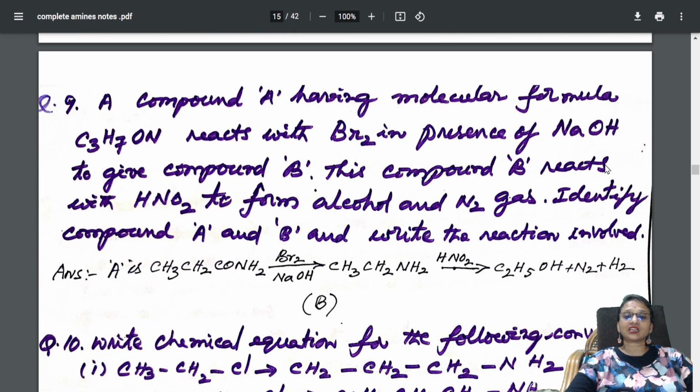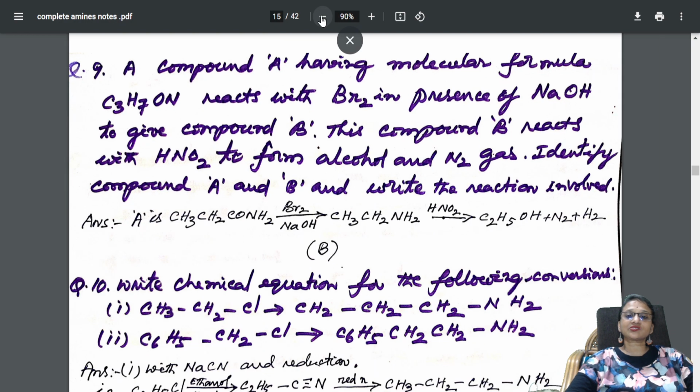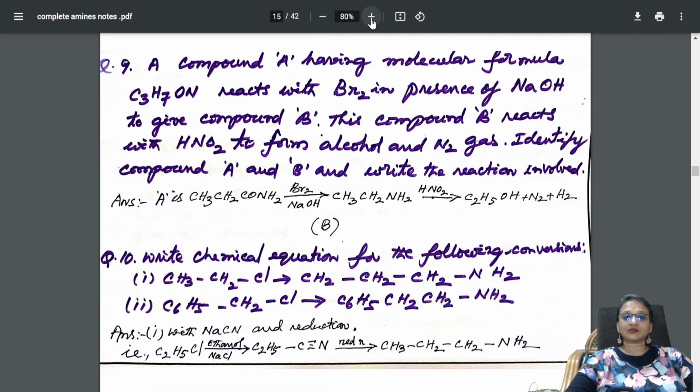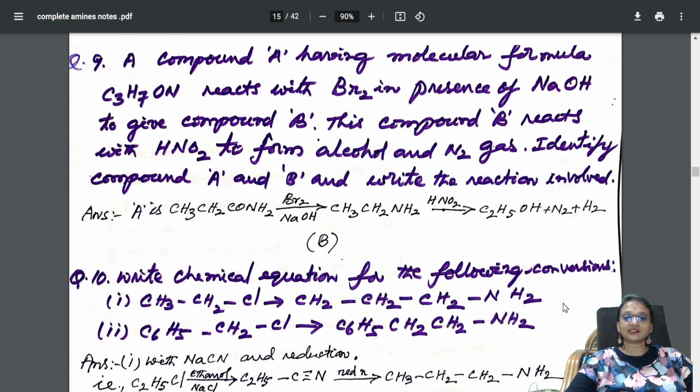Next I took you into the paragraph based question from here. Gradually, shall I decrease the size, students, a little bit? Okay, this is better, I think. Now, this is a little bit better. Okay, a little bit more. Okay, done. So the paragraph based question also is taken here.